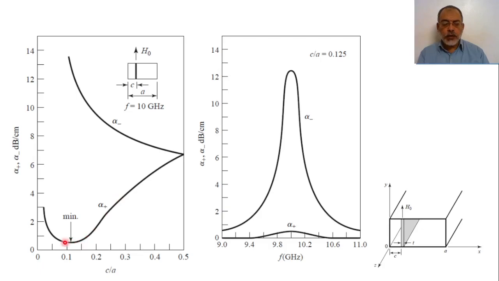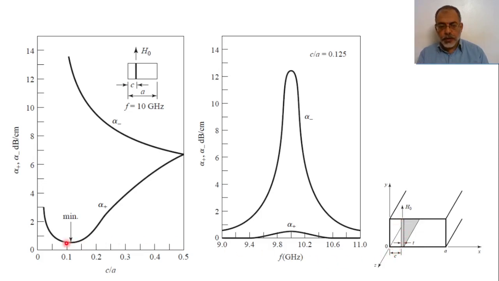According to this figure, we can note that the minimum attenuation in the forward direction would occur at the value of C over A at nearly 1.25. So according to this result, we are going to allocate the ferrite slab at the value C over A equals 1.25.